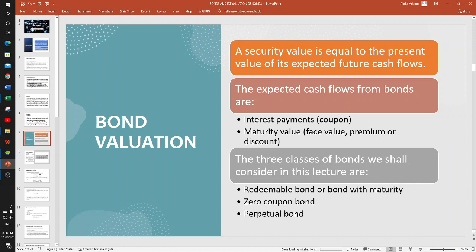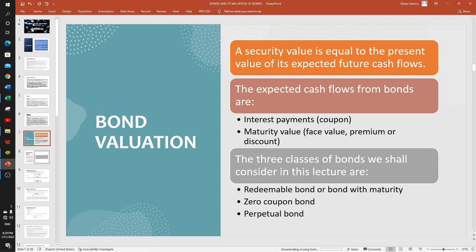So we go to bond valuation. Whenever we talk about valuation or value of an asset or an investment, we are looking at the market value or the price we can put on that asset. A security's value is normally the present value of returns you are expecting from that security. For a bond, the expected returns are normally the coupon, that is the interest the investor will be getting, and the face value, or what they'll get at maturity, which is the maturity value.